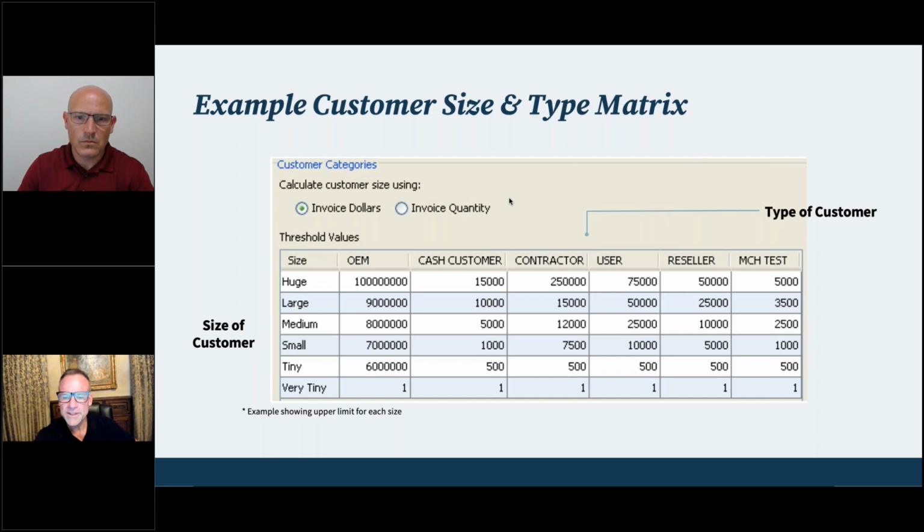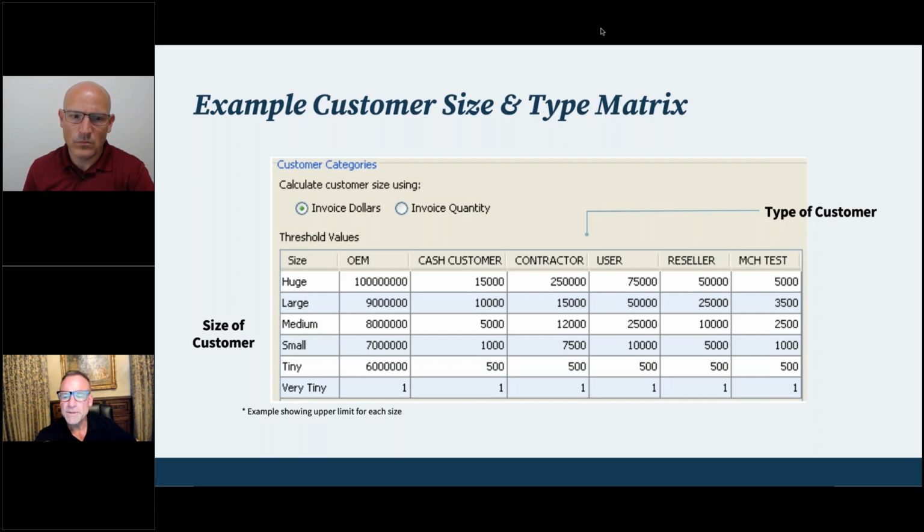You can see there's, in this case, 6 major customer types, and each one has a size tiering, and we show the upper values in terms of purchases that are driving the size classification. So within OEM, for example, you can see from $1 up to $6 million in this example, there could be tiny customers, or you get up to, you can see how these different threshold values for OEMs would vary. Or cash customers obviously have very different size thresholds. They're much smaller in general. You can see how that would break out, or contractors in the next column.